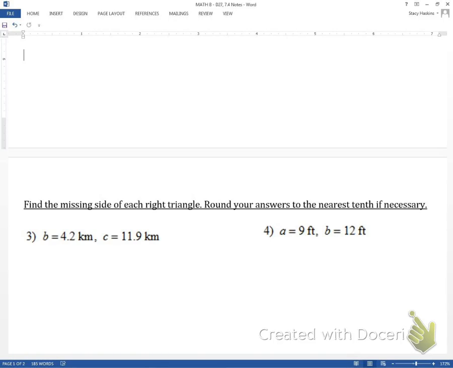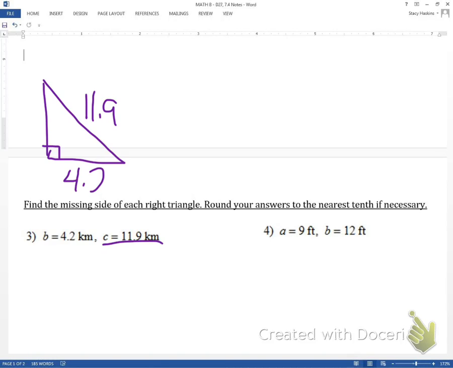Alright, let's take a look at problems number 3 and 4. Notice in problems 3 and 4, they do not give us a picture of a triangle. That's okay. What I'd recommend you do when you're not given the picture of the triangle is draw one. So I'm going to make a right triangle. I'm going to put a little box in the corner. And I see that they gave me 11.9 is equal to side C. Side B, 4.2, is the base. I don't know what side A is.